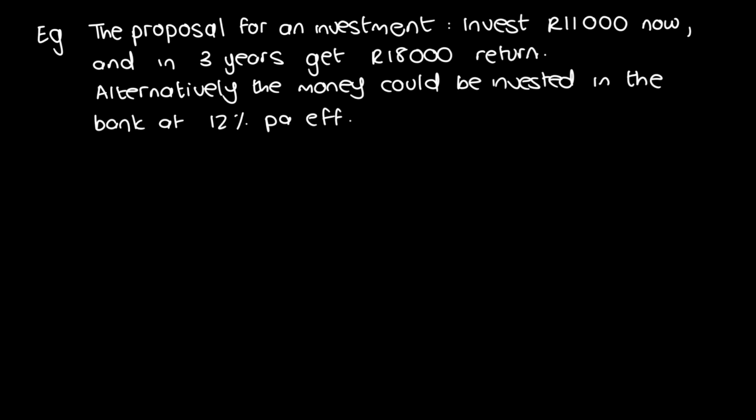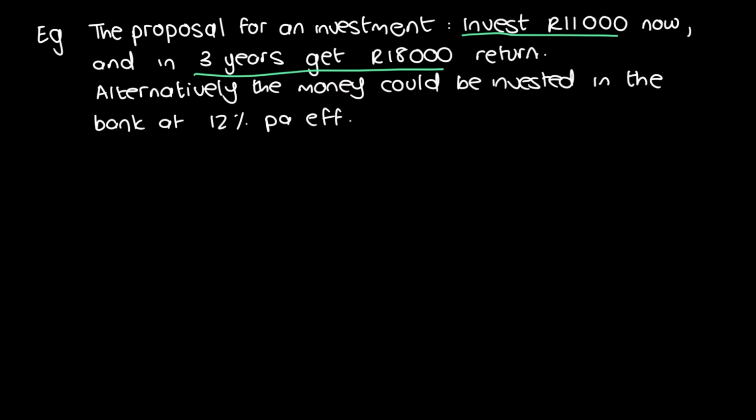So we have the example where we're considering the proposal for an investment where we invest 11,000 Rand now and in 3 years' time get 18,000 Rand return. Alternatively, the money could be invested in the bank at 12% per annum effective. So we're first just going to look at the investment option where we invest 11,000 Rand now and in 3 years we get 18,000 Rand return.